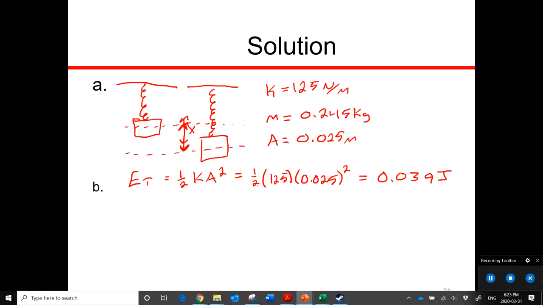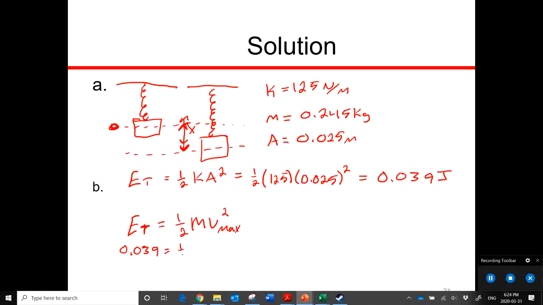Okay, so for part B, it's asking what is the maximum speed of the mass? Well, maximum speed takes place at the equilibrium point, so back when it's here at our 0 point. At that point we have no potential energy, so all of the energy goes into kinetic. So we can set up our equation. Total energy is equal to 1/2 mv max squared.